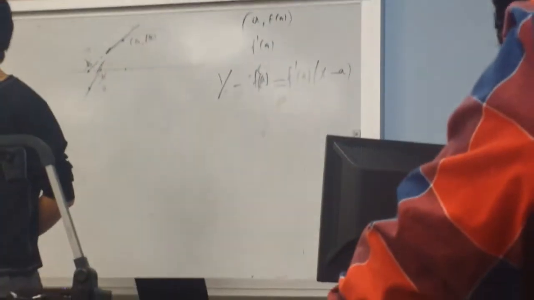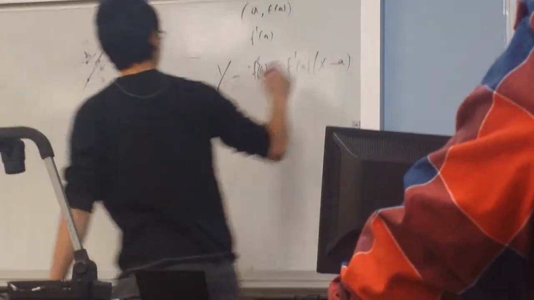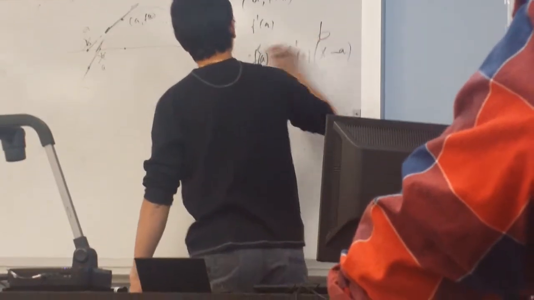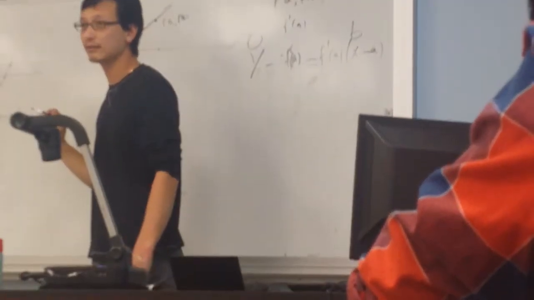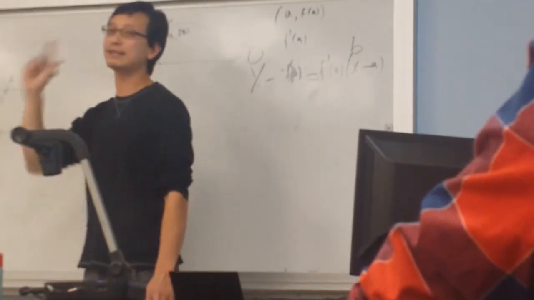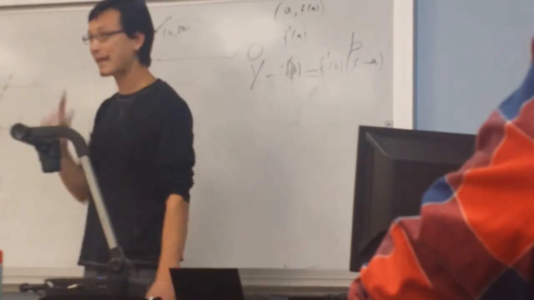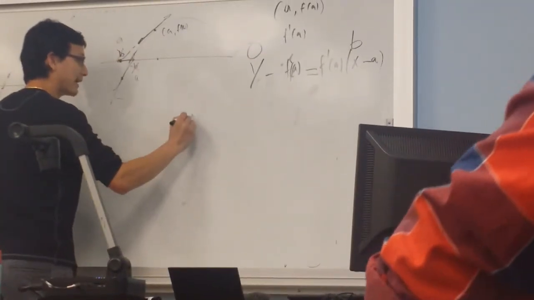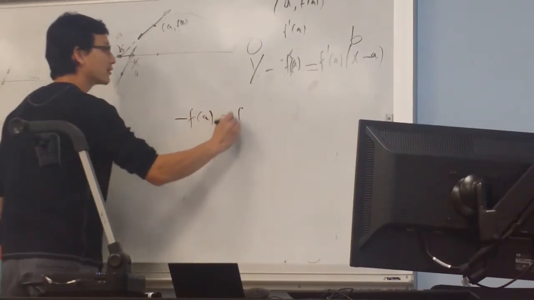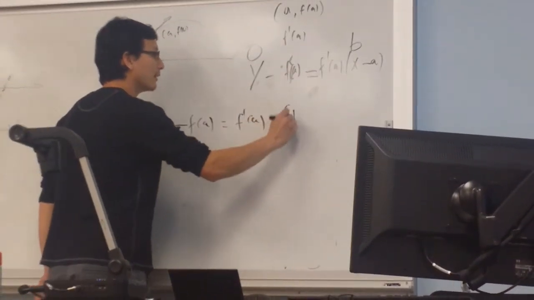Now, you want to find b such that the y value is 0, isn't it? If I plug b in here, the y value is 0. Because if b is the x-intercept, what is the y value here? It's 0. Therefore, the y has to be 0. What this allows you to say here is minus f of a equal to f prime of a times b minus a.